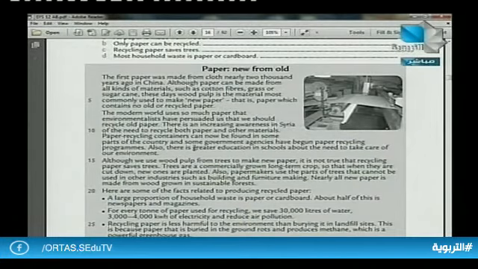So you mean when we cut down trees, we plant other trees instead of them, in sustainable forests. It is programmed. So it's not true to say that recycling saves trees. No, of course not. This saying is not correct, right?